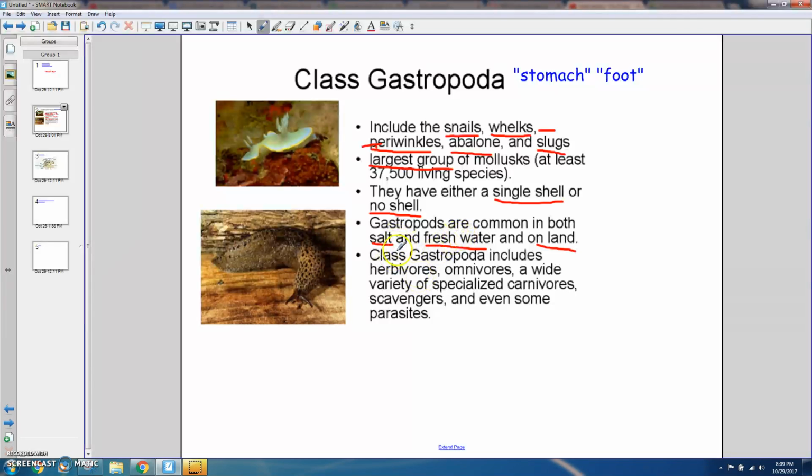As far as their trophic level or feeding level, they occupy a variety of different trophic levels. Some of them are strictly herbivores. Some are omnivores. Remember, herbivore means that they eat plants. Omnivore means that they eat both plant and animal. There are also some carnivores and scavengers. In some groups, there are also some parasites. So they have been able to exploit many different niches regarding how they obtain energy.